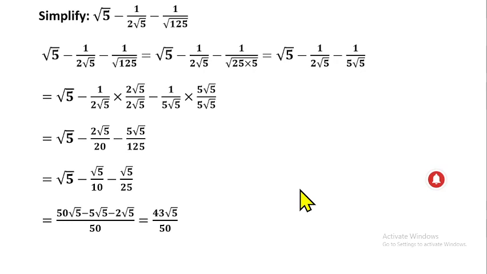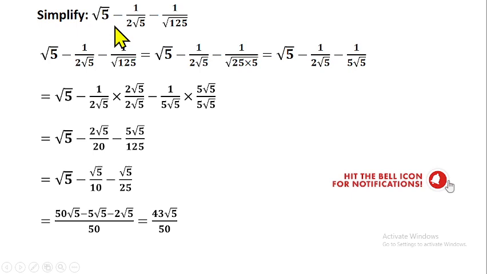Let's look at this question. This one is having more operations. You're having minus and minus here. But if you look at the question critically, you're having root 5 minus 1 over 2 root 5 minus 1 over root 125. Look at this, a fraction, another fraction, and the denominator of this fraction is in surd form. The denominator here is also in surd form. That means there's something we can do here. Also look at this, root 5 here is simplified to the simplest form. Nothing can be done to that. But 125 is not simplified, so we can simplify this root 125 as well. So this is the question, equals root 5 minus 1 over 2 root 5 minus 1 over. We want to simplify.